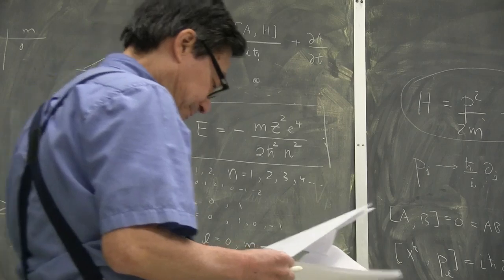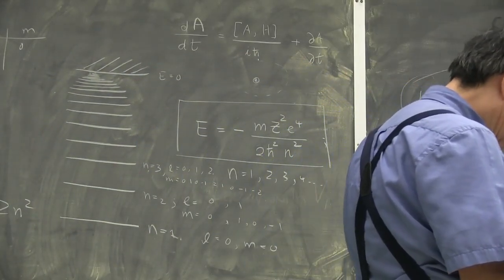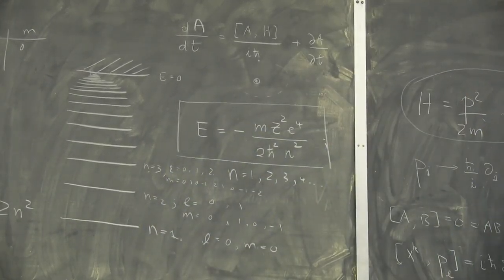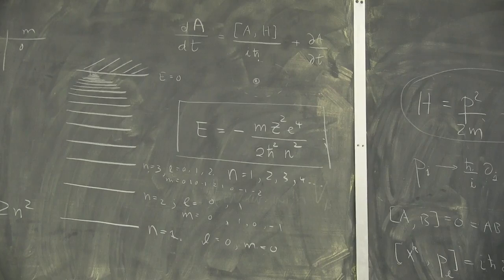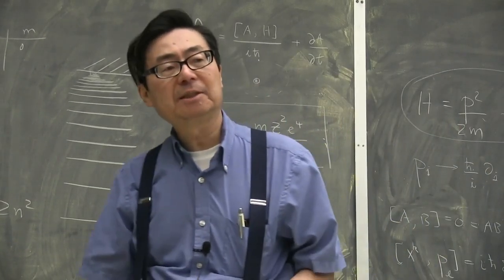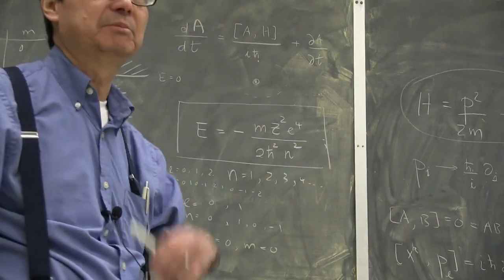And we will quickly find out that H commutes with both L and M. It commutes with both the angular momentum. In other words, H commutes with all the components of the angular momentum, okay, and all the components of M also.